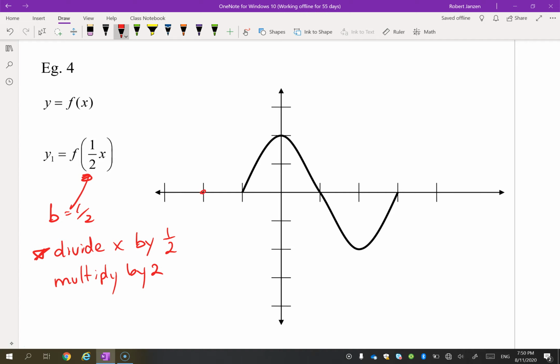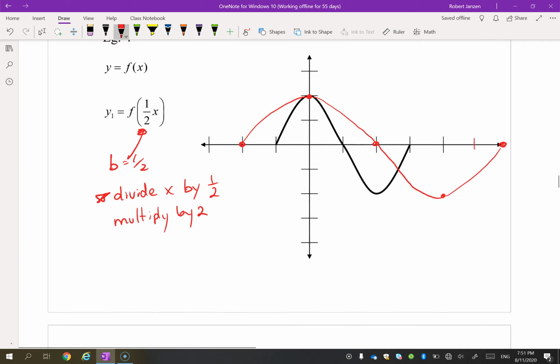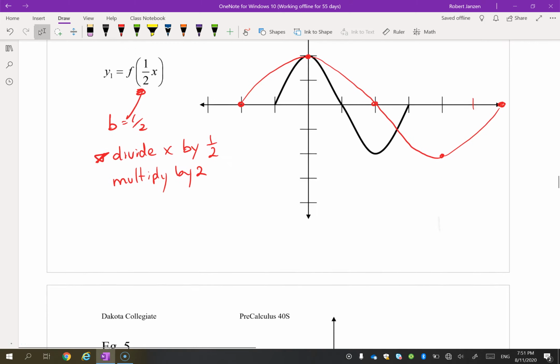So this value would go here. This value is 0. Multiplied by 2, it stays. This value, the x, is 1. If I multiply that by 2, I'm going to end up here. If I multiply this one by 2, I end up here. And if I multiply this one by 2, I end up here. So let's draw that in. Okay, so that's going to take a little bit of getting used to. The x values just don't act quite the same.